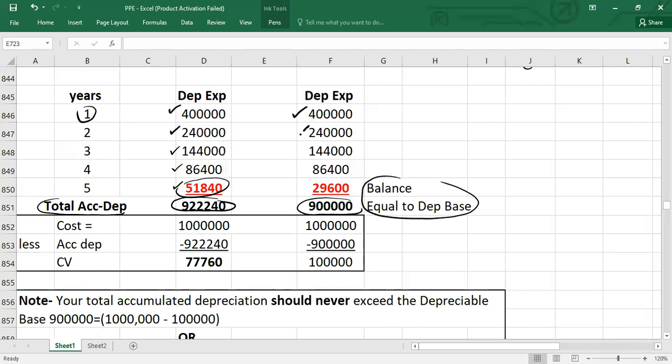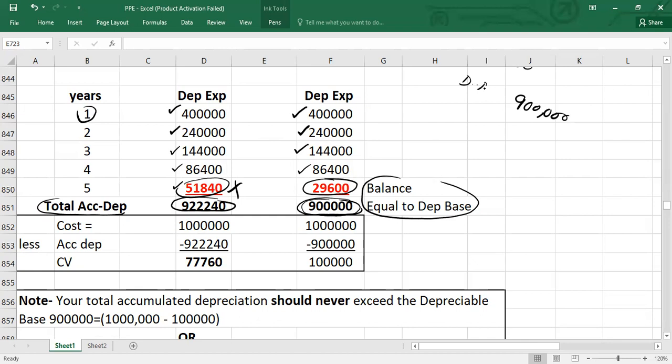Actually, in year two this, year three this, four this, you can just refer to the previous calculation. And in year five, I will not write 51,840, I will just write the balance. Because if I write 51,840, my depreciation exceeds the depreciable base, so I will just write the balance, which is 29,600. That's why my accumulated depreciation will be equal to the depreciable base. In other words, your total accumulated depreciation should be 900,000, which is the depreciable base.